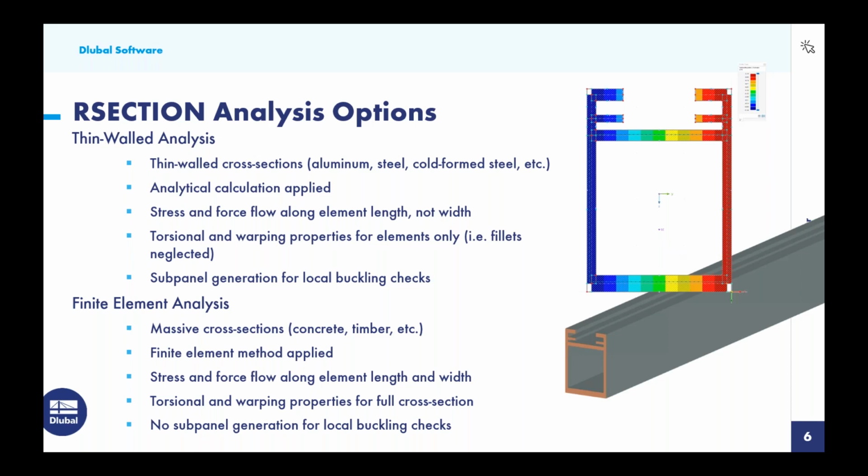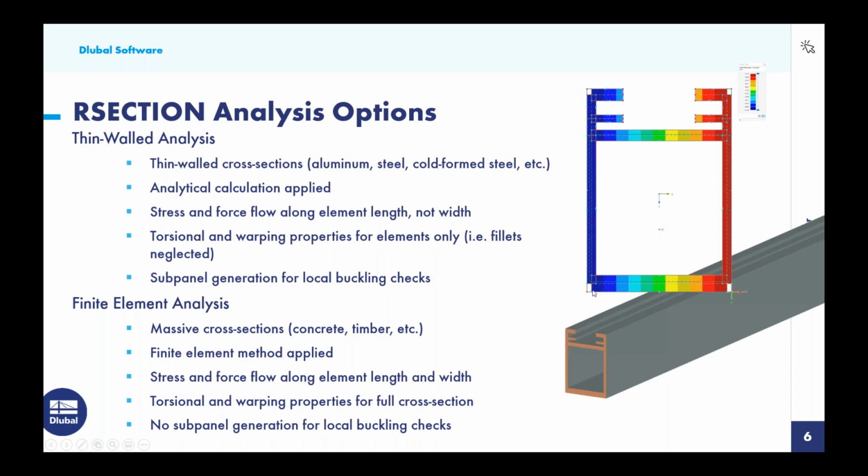Now, looking at the finite element analysis, the second option, this should be used for more massive type cross sections, concrete, timber, and there are situations too where maybe a custom extruded aluminum section can also be used for massive, and I'll show you a quick example of that today. The finite element method will be applied here as opposed to the analytical calculation. We will see stress and force flow along the element length, so in that vertical direction here, but also across the width. And with this method, the torsional and warping properties are considered for the full cross section.